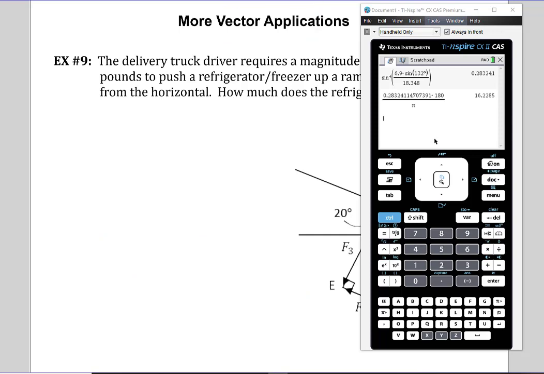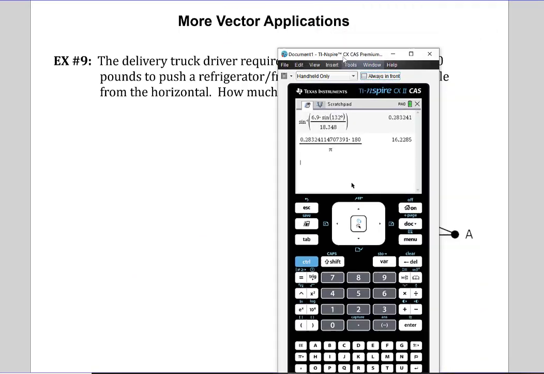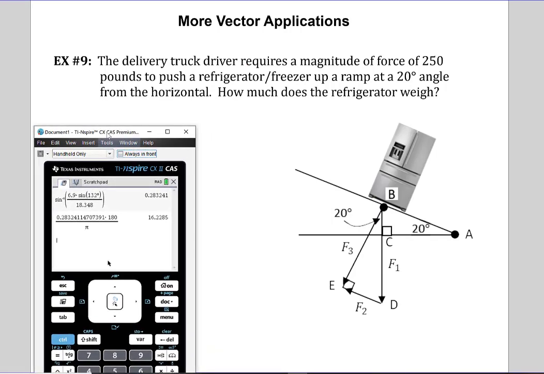Now, number 9 here, we want to look at a delivery truck driver who requires a magnitude of force of 250 pounds to push a refrigerator freezer up a ramp at a 20-degree angle. So how much does the refrigerator weigh?